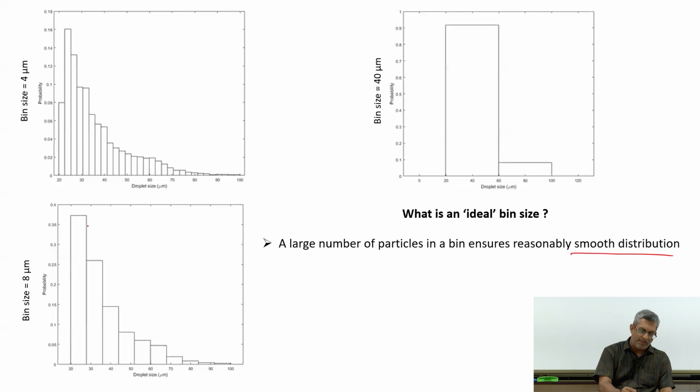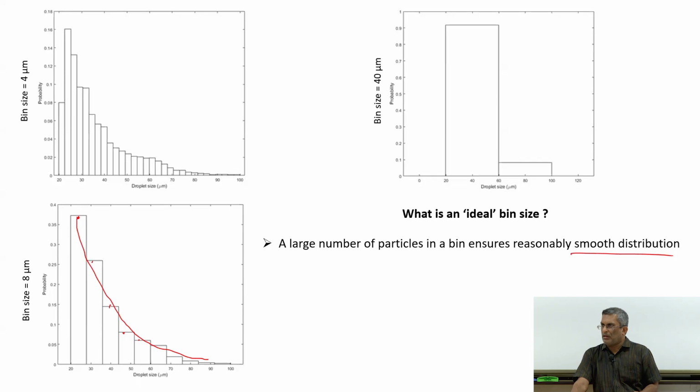For example, look at this. So if I just join the center points here, this will give me a distribution like this, and this tells me that the larger the particle size, the smaller is the probability.